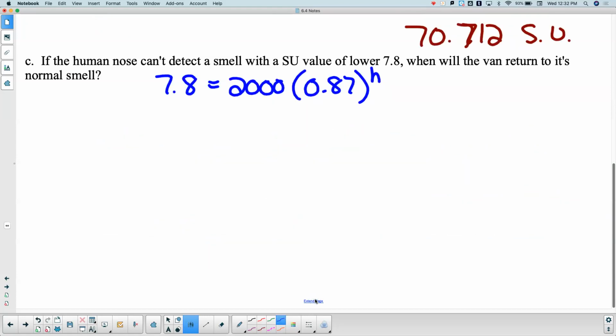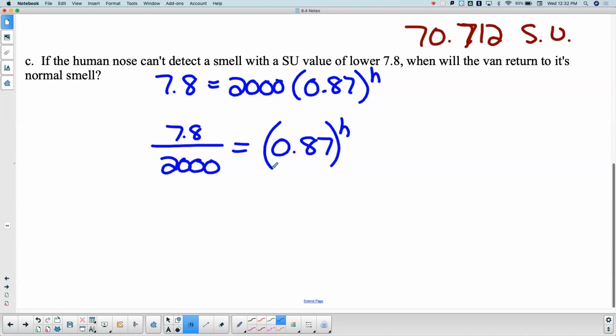Divide by 2,000. Then what? Change forms, right? Change it to a log form. What do you got, Ellie? Log base 0.87 of 7.8 divided by 2,000 equals H.